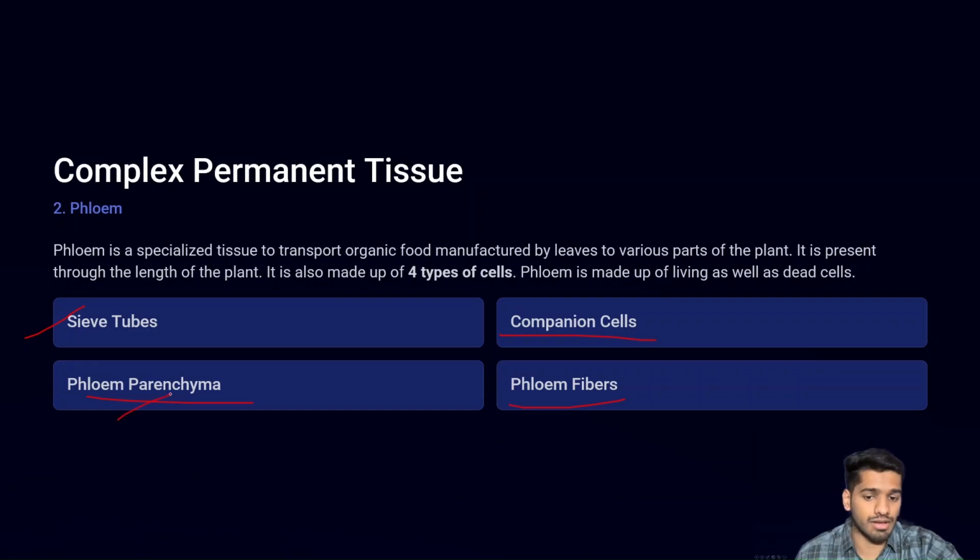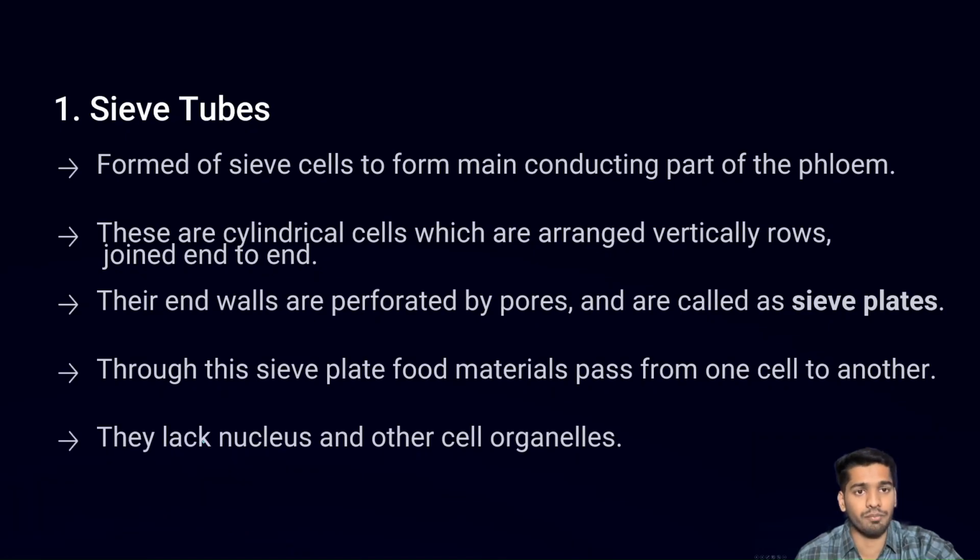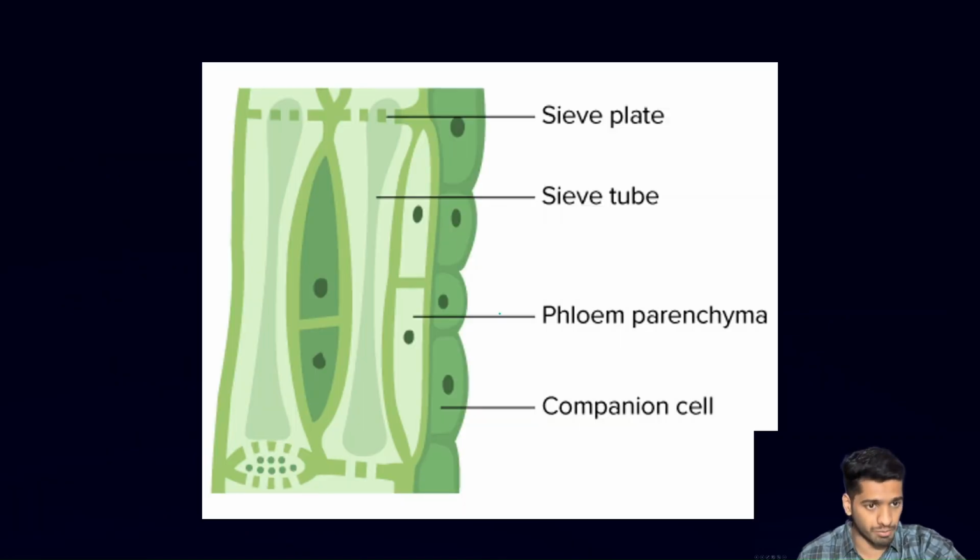Now you are very much familiar with these words, that is phloem fibers as well as phloem parenchyma. The primary function of the phloem parenchyma would be storage of food, and the function of the phloem fibers would be mechanical support. So we are very much familiar with these 2 cells. Now we are going to talk about the sieve tubes. It is very important that you remember this, it is going to be there in your examination.